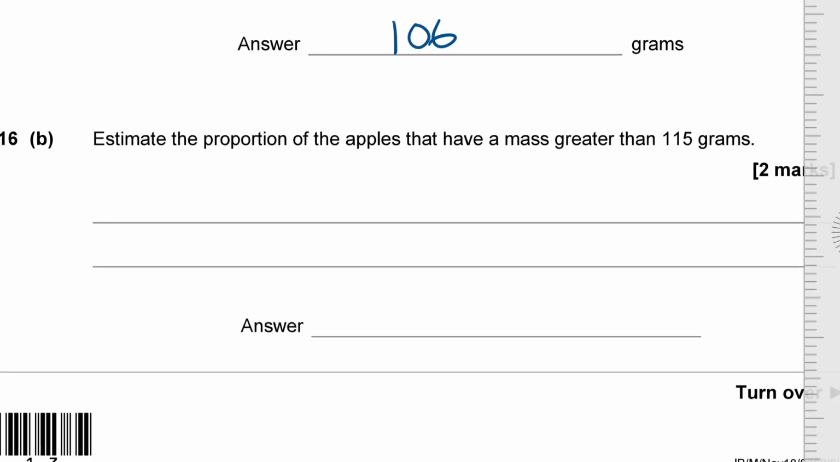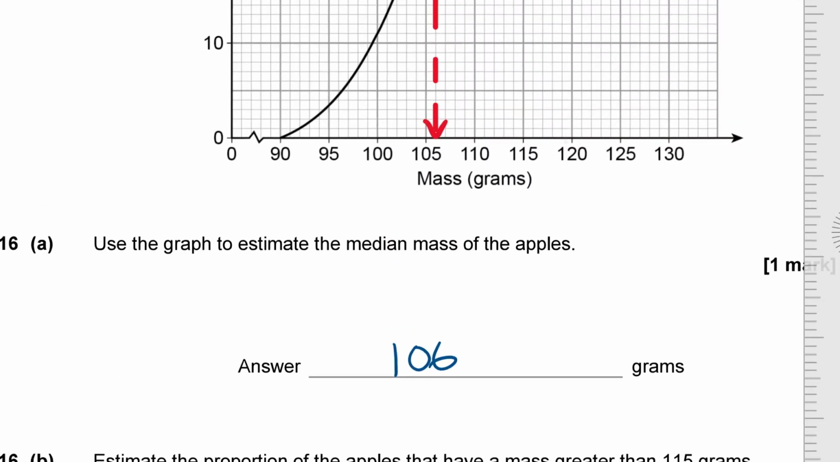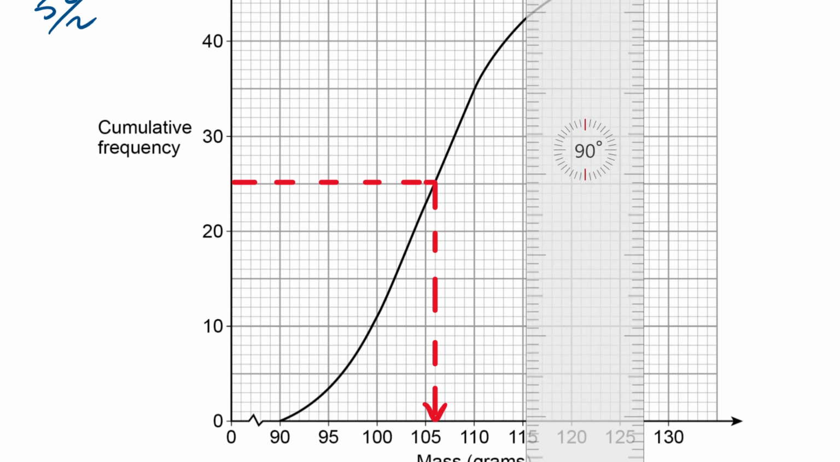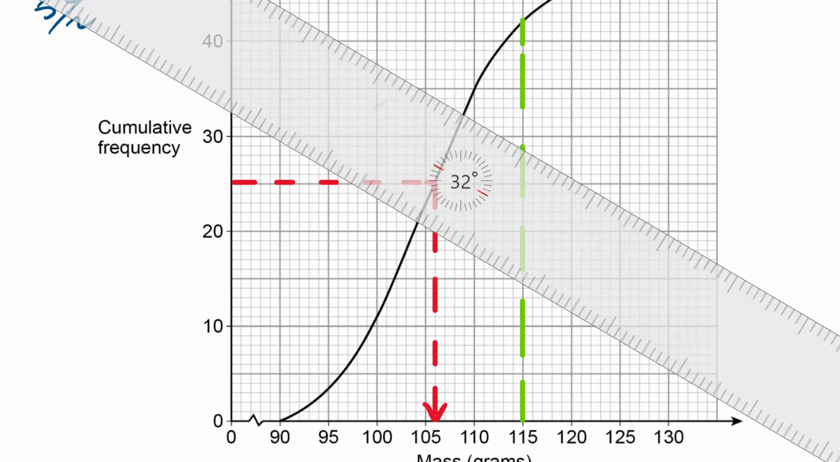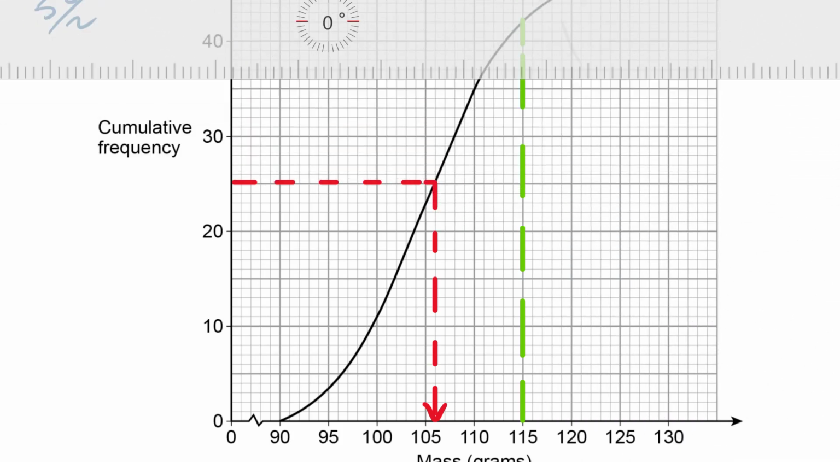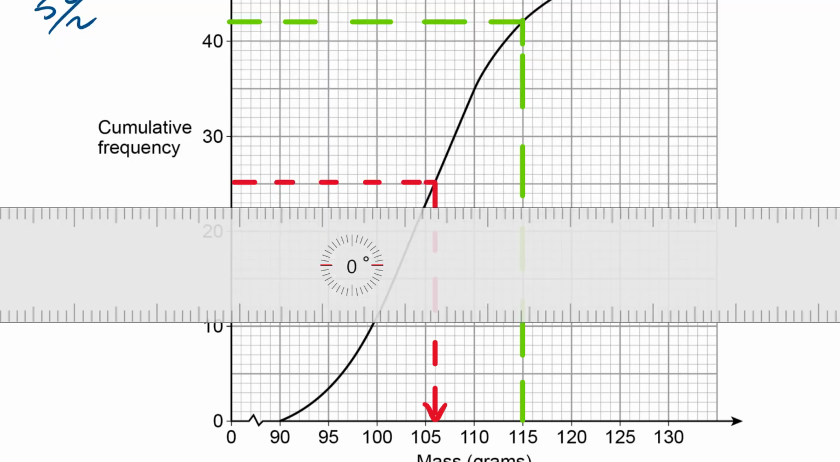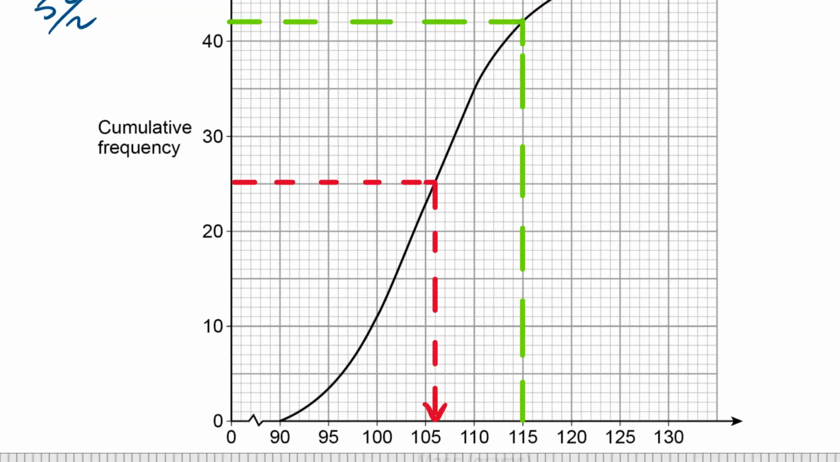Okay, so next part says estimate the proportion of apples that have a mass greater than 115 grams. So here we're going to use the graph the other way around. We can find 115 grams on the graph, and this time we're going to read up to the curve and across. So just going to switch color pens. So reading up from 115 up to the curve, switch directions, and then read over to the cumulative frequency scale. You can see that ends up there. Go away, ruler. So what's this scale? I've got 10 little squares between 40 and 50, so again each one must be 1. So I'm reading that as 42.